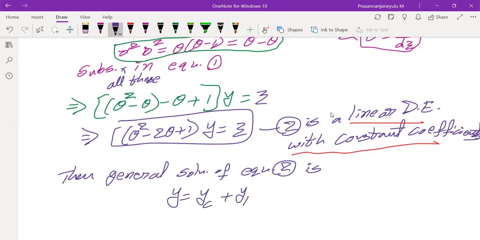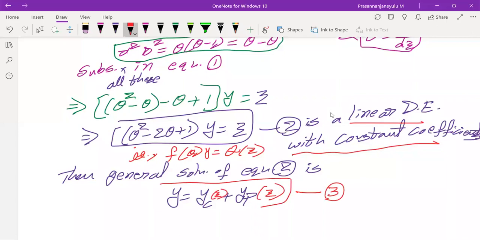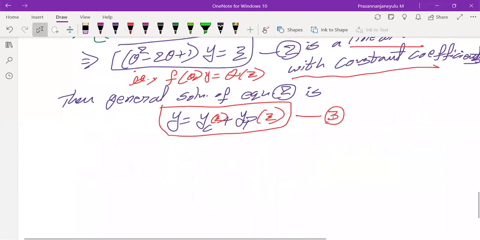But here, what is the right hand side part? Equation number 2 is in the form f of theta of y is equal to q of z. So yc and yp will be functions of the z variable. Now you can understand why I explained one problem in terms of t variables. So now, how to find yc? Finding yc, for equation number 2.